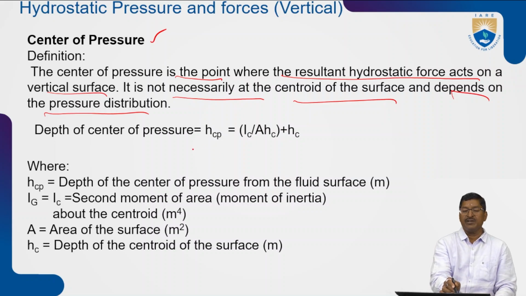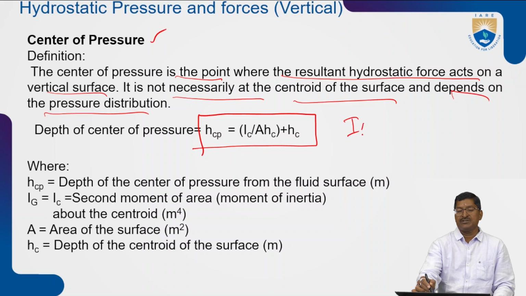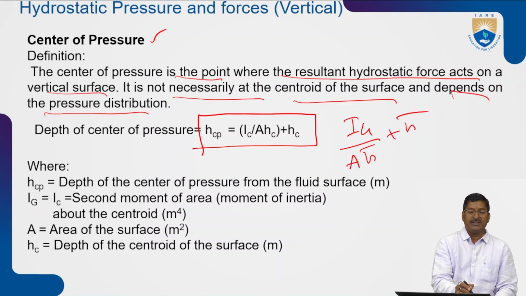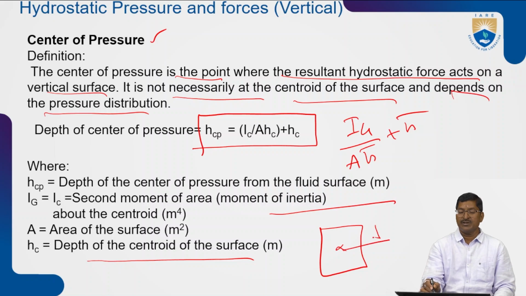Here we are getting a formula. You can see the formula for the depth of center of pressure. The depth of center of pressure is equal to IC by A HC plus HC. Otherwise, in some textbooks we can see IG by A h bar plus h bar also. HC is nothing but the depth of the centroid of the surface. For a rectangular surface, for example, this is the centroid, the center of gravity of this surface. That height is called here HC or h bar.